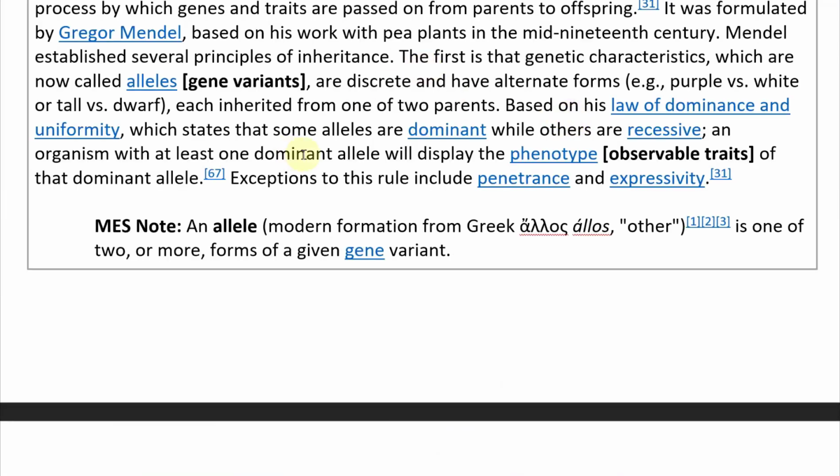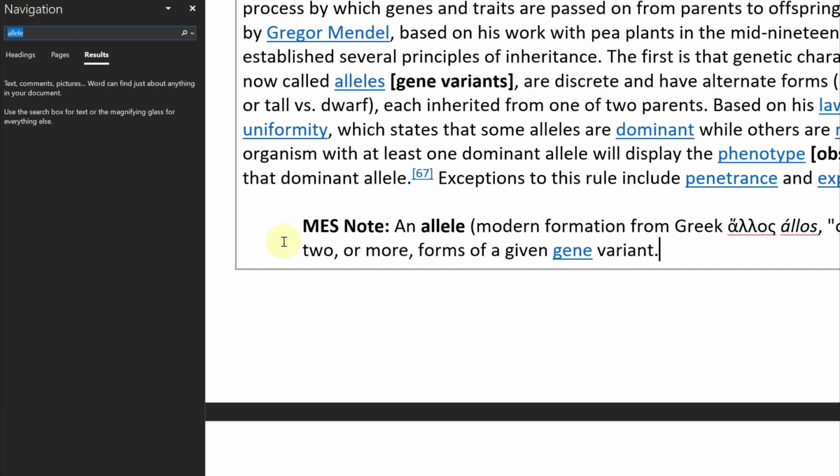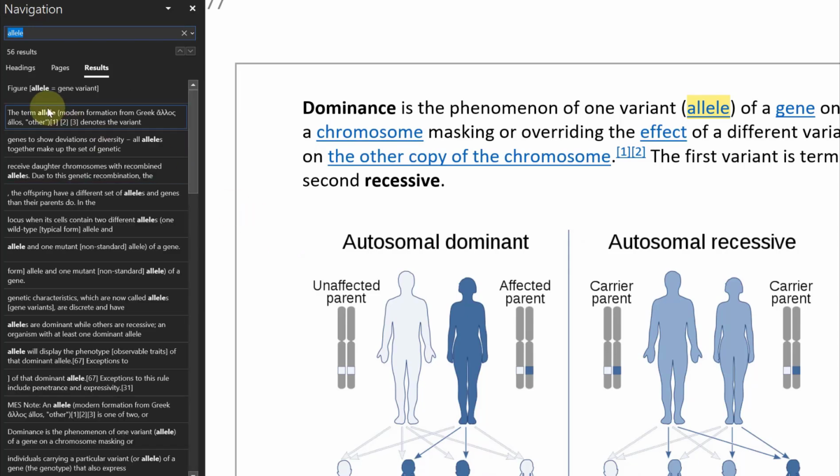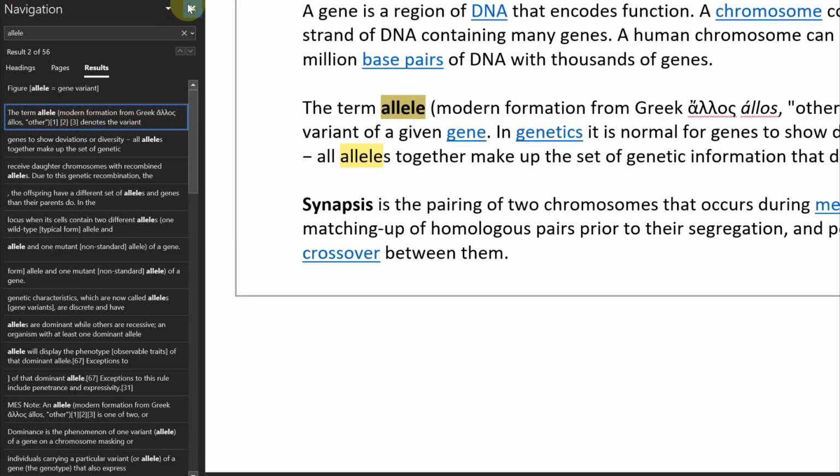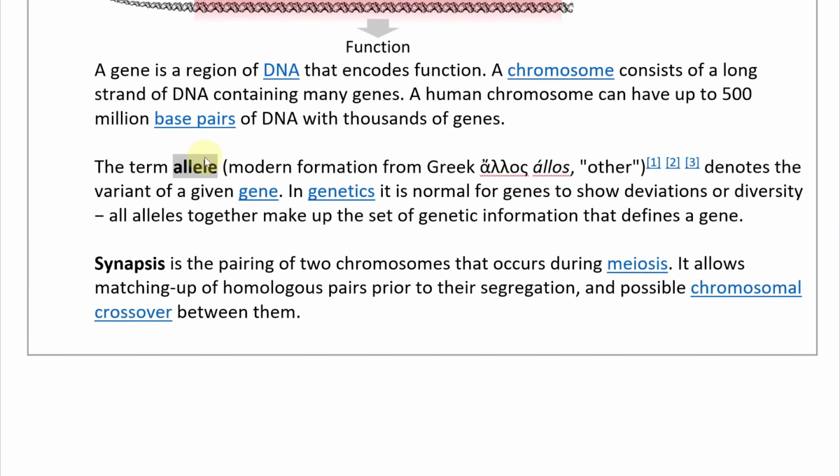Interestingly, I copied and pasted this definition, I believe, last year or earlier this year. If I go back and search for figure allele all the way back to the earlier time I referenced it, that one I copied and pasted. This one is actually from yesterday or two days ago. So the term allele, modern formation from Greek allos or other, denotes the variant of a given gene. Wikipedia just changed the wording slightly.